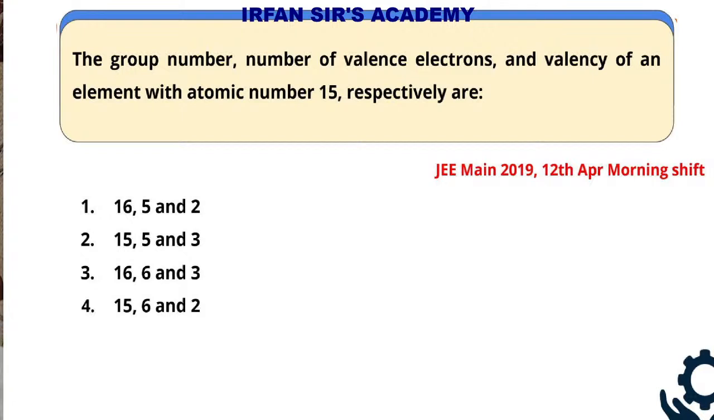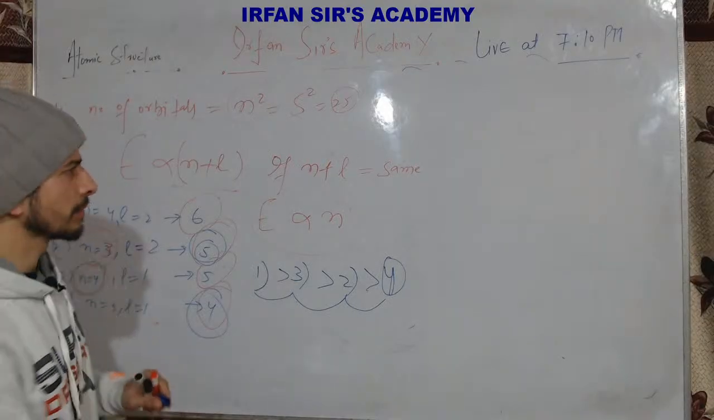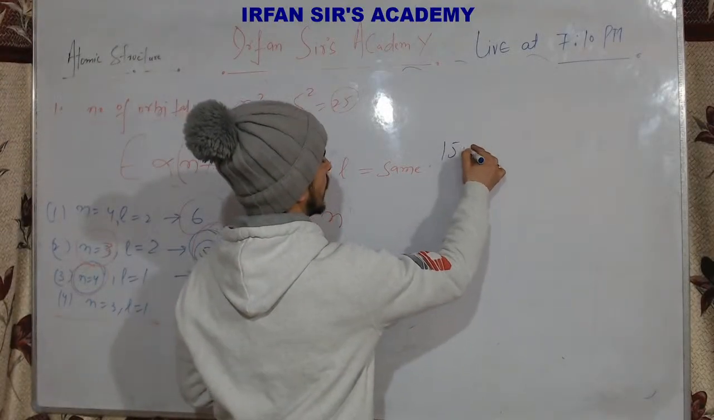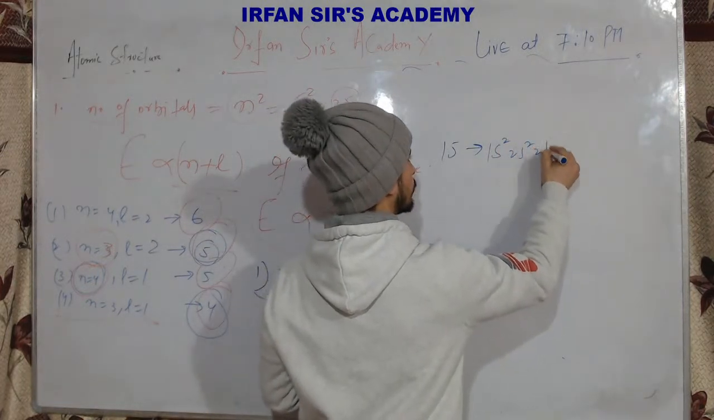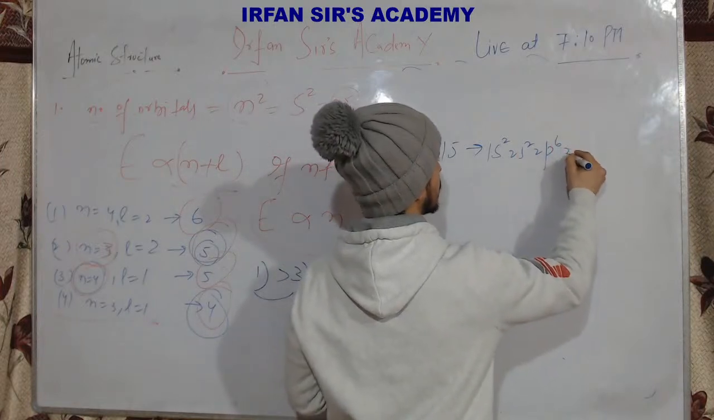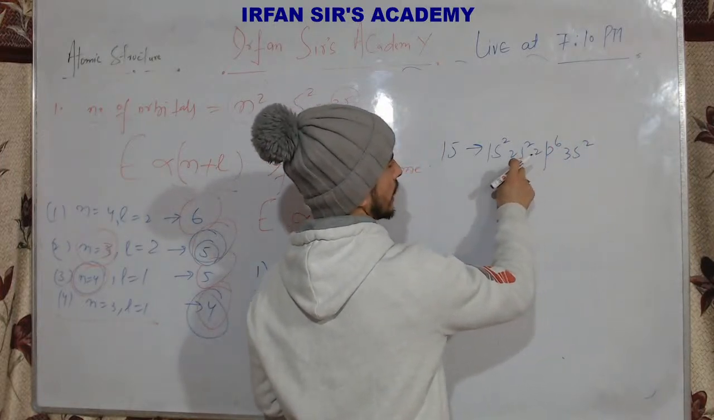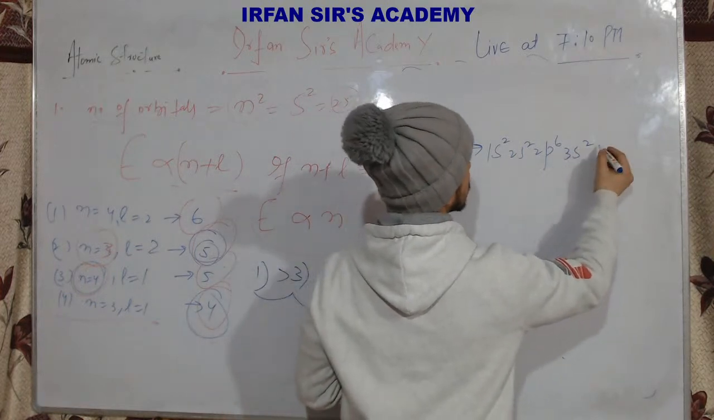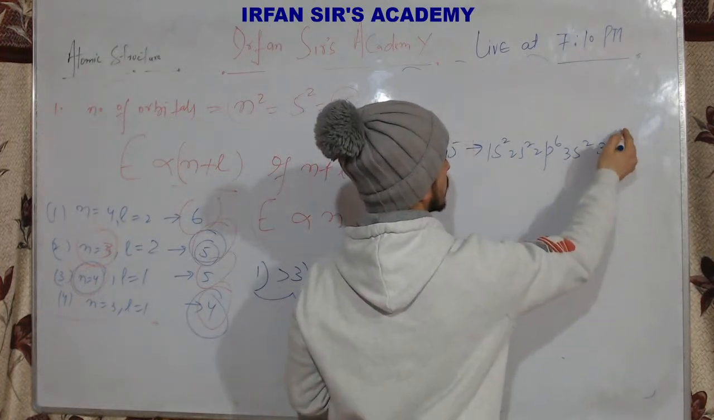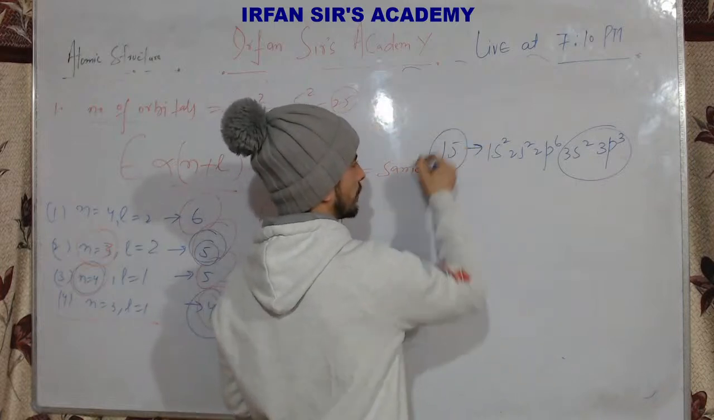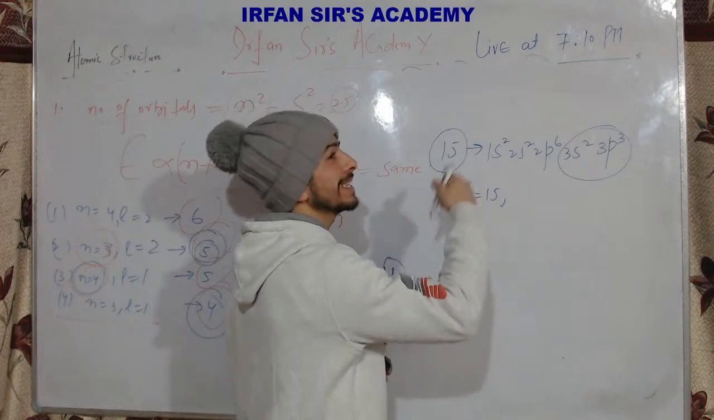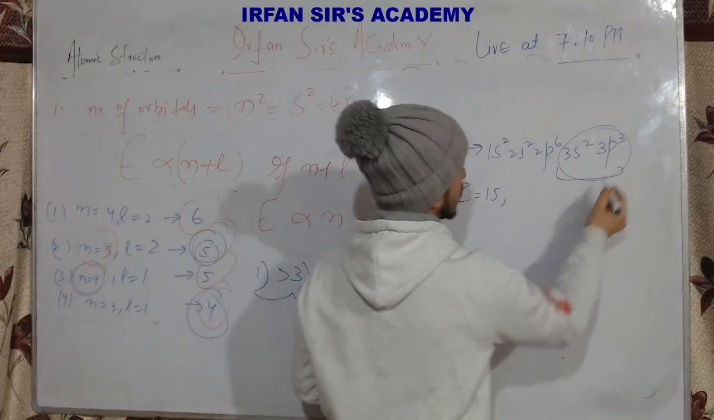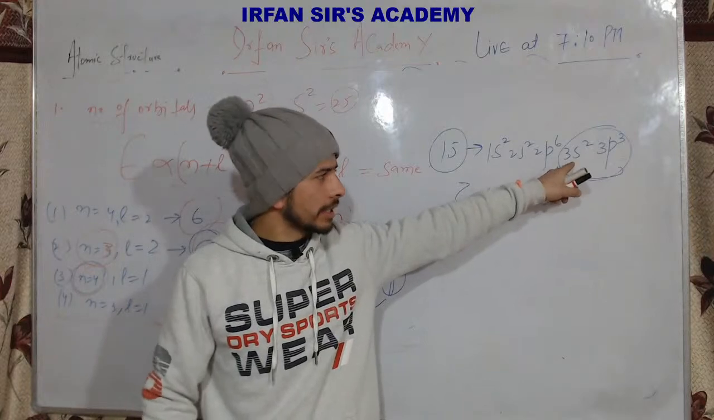There are two elements with atomic number 15 and 16. With atomic number 15, what will be the electronic configuration? 1s2, 2s2, 2p6, 3s2, 3p3, because 2, 2, 6 makes 10, 12. Z equal to 15. How many valence electrons? 3 plus 2 is 5. It is the last shell, and the value of n is 3.